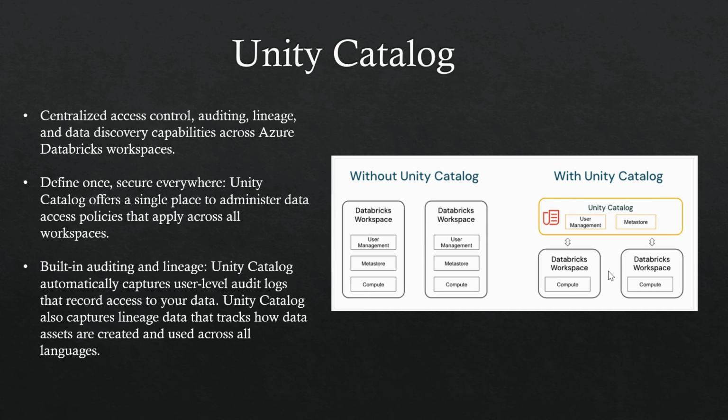Without the Unity Catalog, how exactly was the Databricks workspace looking? If you see the diagram on the left side, you will have your own user management system, your metastore and the compute. User management system means all the permissions and policies are saved in your user management, and that will be separate for each workspace. So for each workspace, you have to define your own user management. Along with it, you need to define your metastore, the metadata of your tables, views or schemas. And you need to create your own compute in each workspace.